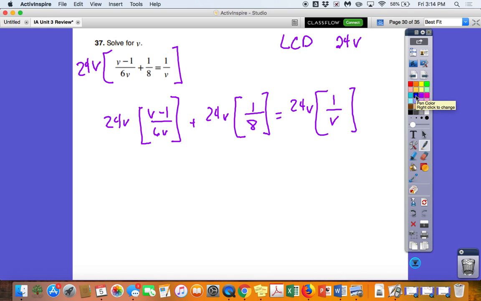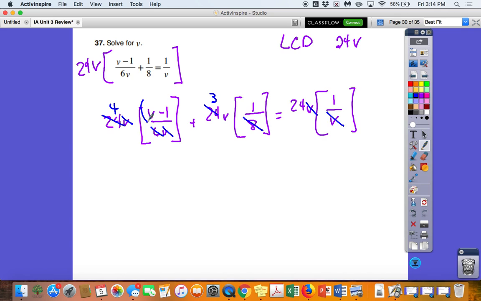Now, again, all the fractions better reduce. If you got a boo-boo, check again. So v's cancel. 8 goes into 24 3 times. These cancel. 6 goes into 24 4 times. So then you should be able to multiply everything together. But do you see that all our denominators were eliminated?